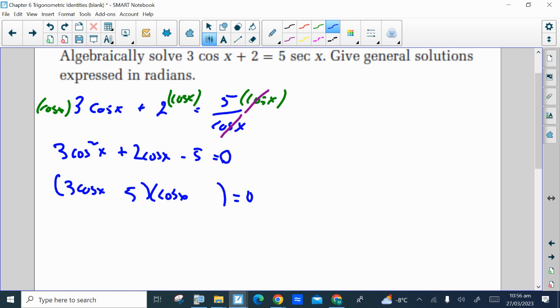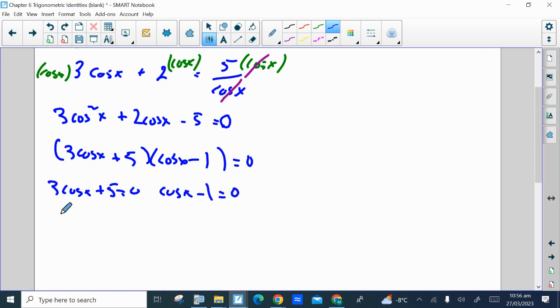Would only work if we have a 5 with a 3 and a 1 there. The 5 would have to be positive. You'll get 5 cos x minus 3 cos x. Gives you your plus 2 cos x in the middle. So for that first factor, if you make that equal to 0, that'll be where the cosine of x equals negative 5/3, which is less than negative 1. So there'll be no solution for that one.